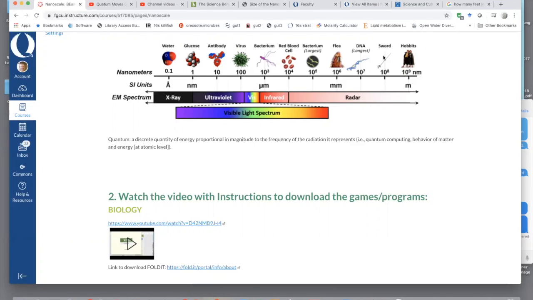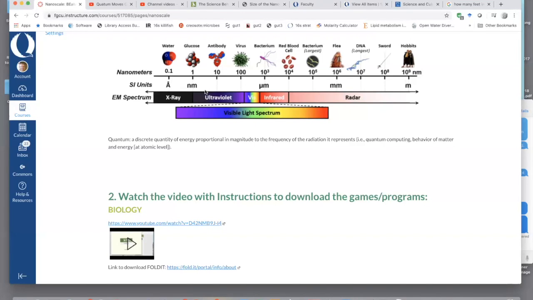And then if we keep going down all the way to a billionth of a meter, here's where we get a nanometer. And this is about the size of a glucose molecule. It's smaller than antibodies. It's smaller than a virus. So coronavirus is approximately 100 times larger than 1 nanometer. Bacteria, red blood cells, other larger bacterium, fleas, even DNA are much, much larger than a nanometer. Some DNA, this is the longest.